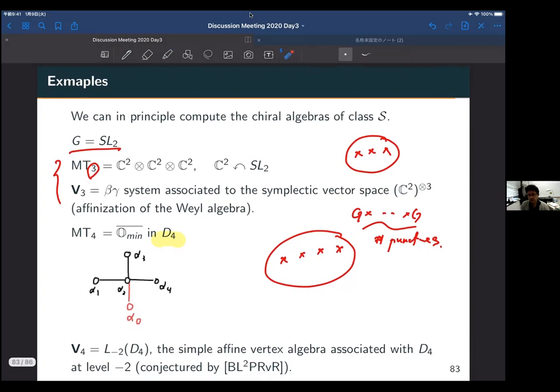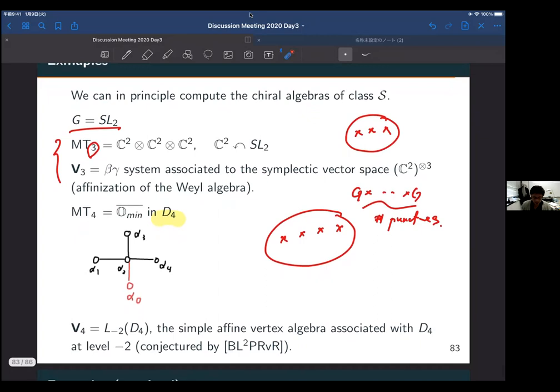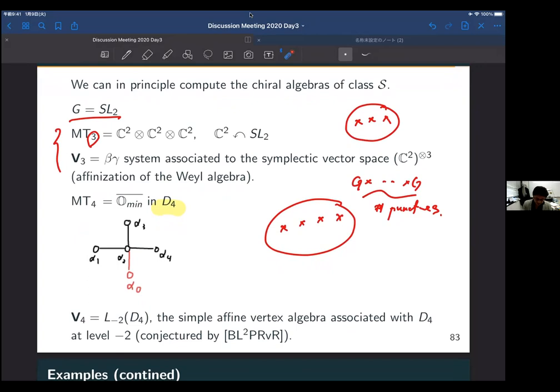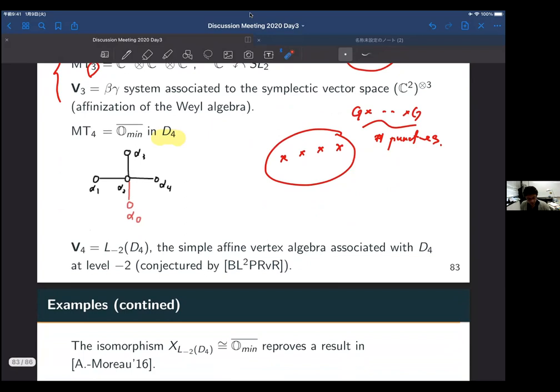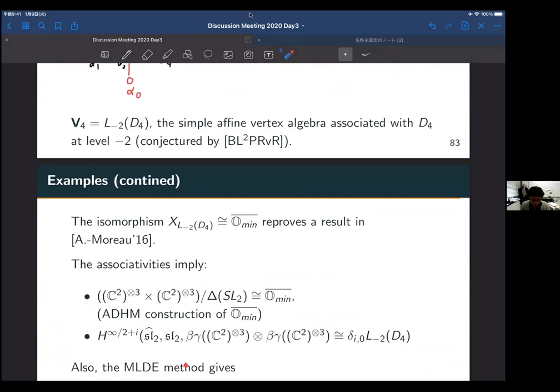I should remark that this is a singular variety. The Higgs branch is a singular variety in general. The corresponding vertex algebra is the simple affine vertex algebra associated with D4 at level minus two. Minus two is the critical level for SL2, and for some reason it's always critical, but this is not the critical level for D4. So this is a conformal vertex algebra, and you can make sense of a more normalized character. This is an example for this case. And there are some non-trivial compatibility conditions.